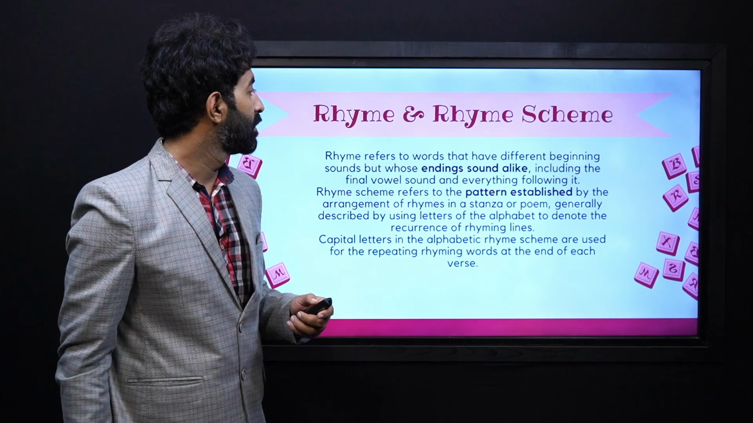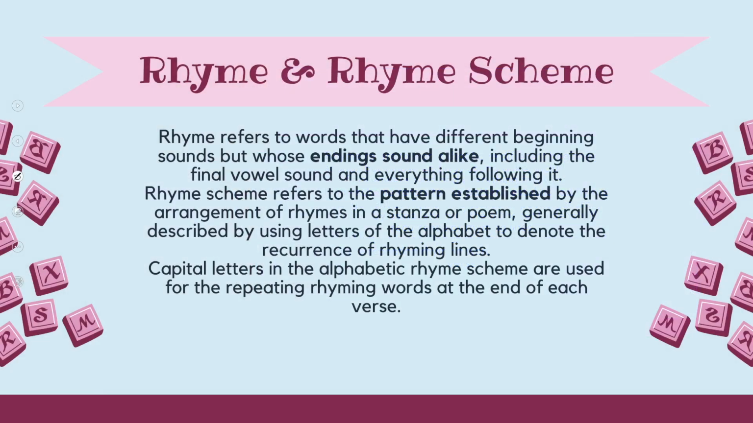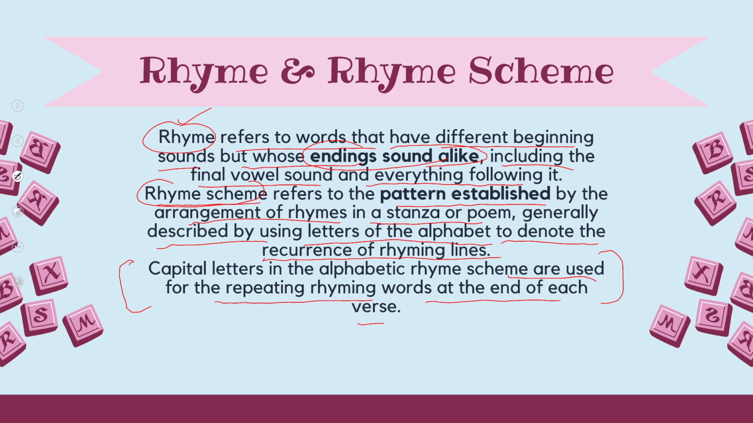Let's talk about another thing related to this, which is the rhyme scheme. Rhyme refers to words that have different beginning sounds but whose endings sound alike, including the final vowel sound and everything following it. Rhyme scheme refers to the pattern established by the arrangement of rhymes in a stanza or poem, generally described by using letters of the alphabet to denote the recurrence of rhyming lines. Capital letters in the alphabetic rhyme scheme are used for the repeating rhyming words at the end of each verse.